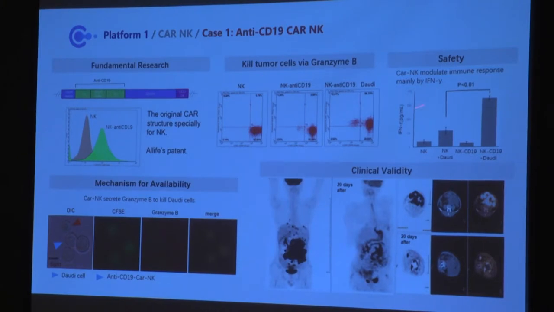anti-CD19. We see that CAR NK majorly releases interferon gamma. And when the cancer cell is connected with the CAR NK, they majorly release granzyme B. The granzyme B eventually damages the cancer cells. In the clinic, 20 days after infusion, you can clearly see the cancer is gone, and there is no CRS observed. So they are safe for the doctor and also safe for the patient.